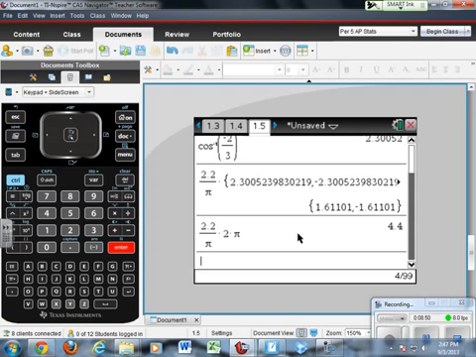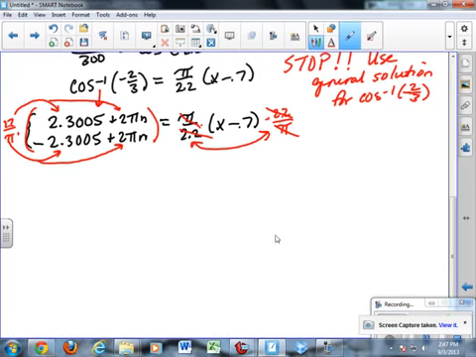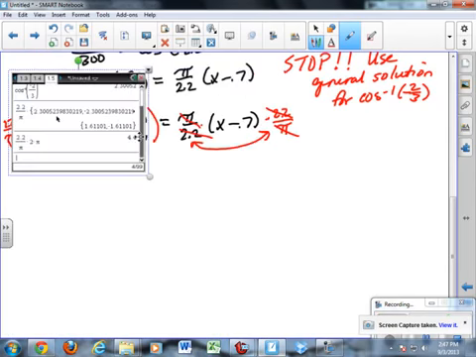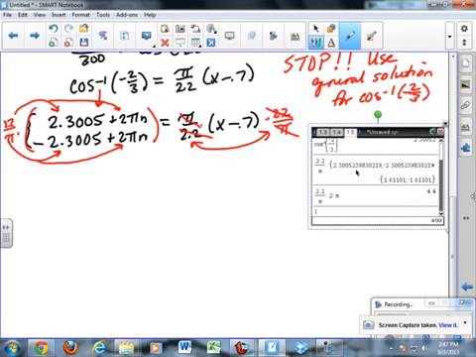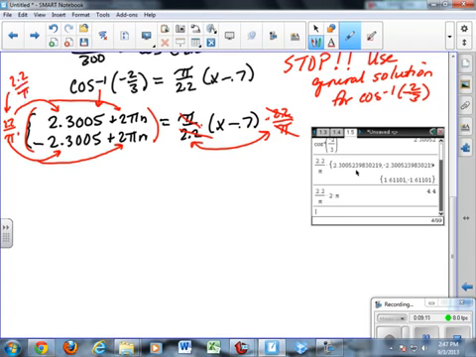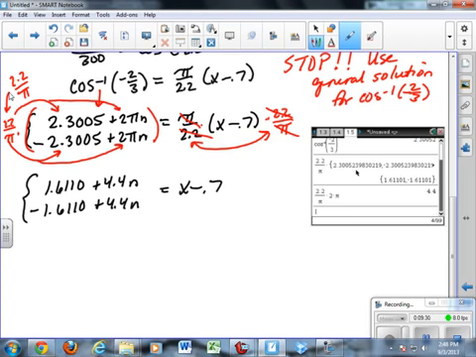Okay, so I'm going to take these numbers back now and put them into my equation. So I'm bringing this over here to have it handy so I can see these numbers. So when I multiply 2.2 over pi, once again this does not show very well, this 2.2 over pi is this number right here. I get 1.6110, that's good enough, plus 4.4n, and negative 1.6110 plus 4.4n equals x minus 0.7. So now I've changed the period. Now I'm not looking at the number 2.305.